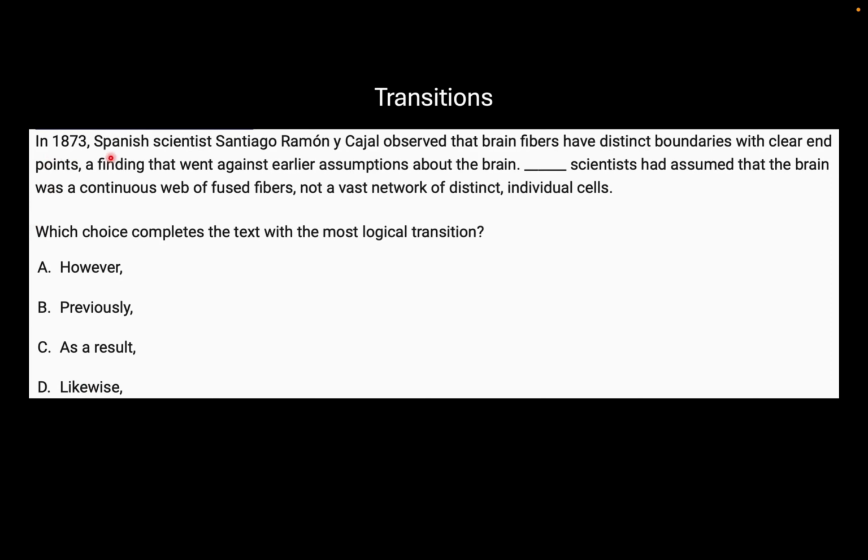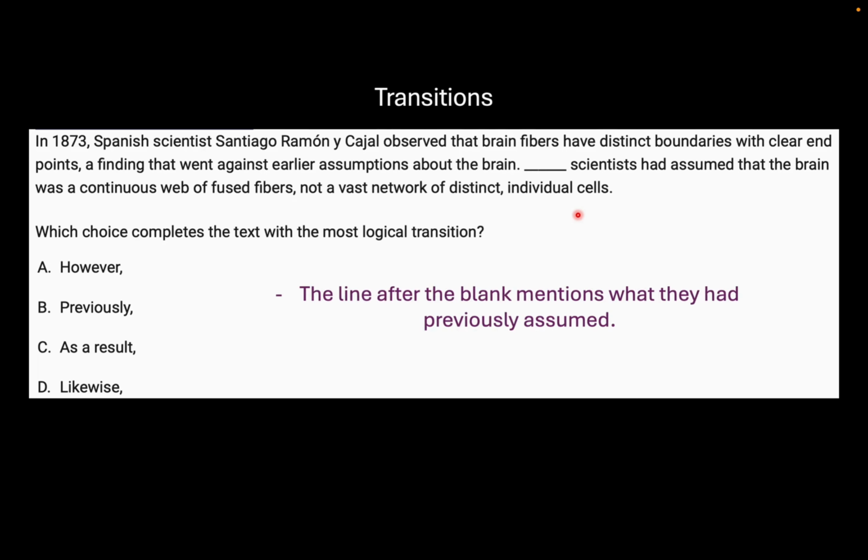In 1873, Spanish scientist Santiago Ramon Cajal observed that brain fibers have distinct boundaries with clear endpoints, a finding that went against earlier assumptions about the brain. Scientists had assumed that the brain was a continuous web of fused fibers, not a vast network of distinct individual cells. So the line after the blank mentions what they had previously assumed.